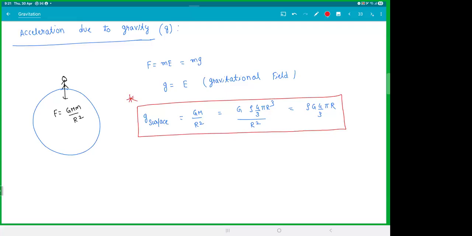If you substitute the mass of the Earth and radius of the Earth, the value for the Earth comes out to be 9.81 meters per second square. If you do the same thing for the Moon, you get 1/6 of the Earth's gravity, around 9.81 by 6 meter per second square. If you do this for Jupiter, again, no need to remember these values, I'm just giving them. Jupiter's value comes to around 62.1 meter per second square. So if you go to Jupiter, your weight is almost 6 times more.